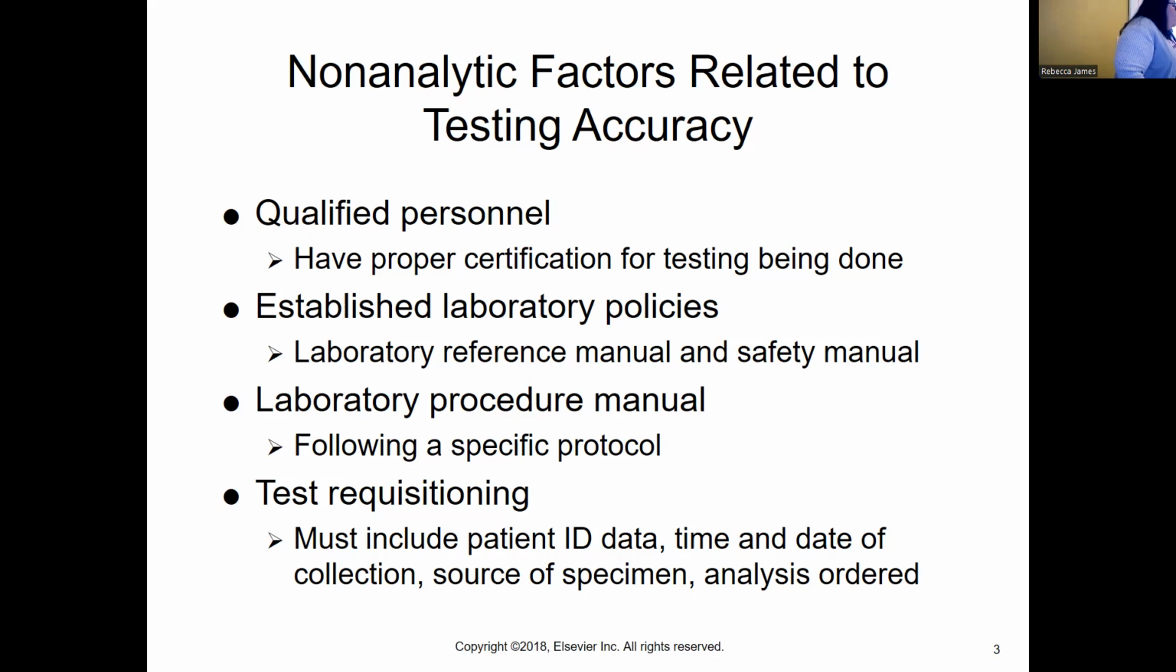You used to perform this procedure on anybody that was negative. But now the AABB, the American Association of Blood Banks, has said you don't really need to do that on everybody. You just need to do it on certain people, specifically babies.